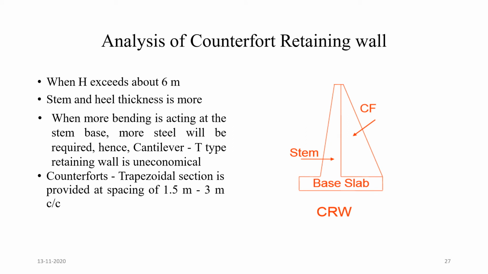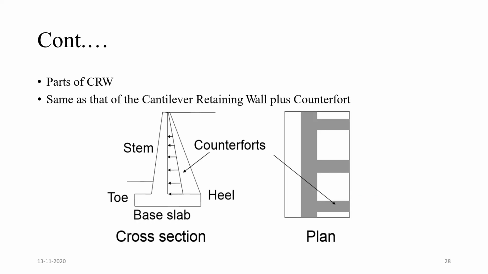Next one, analysis of counterfort retaining wall. When H exceeds about 6 meters, stem and heel thickness is more. When more bending acts at the stem base, more steel will be required. Hence, a cantilever T-type retaining wall is uneconomical. Next, counterforts: their trapezoidal section is provided at a spacing of 1.5 meters to 3 meters center to center.